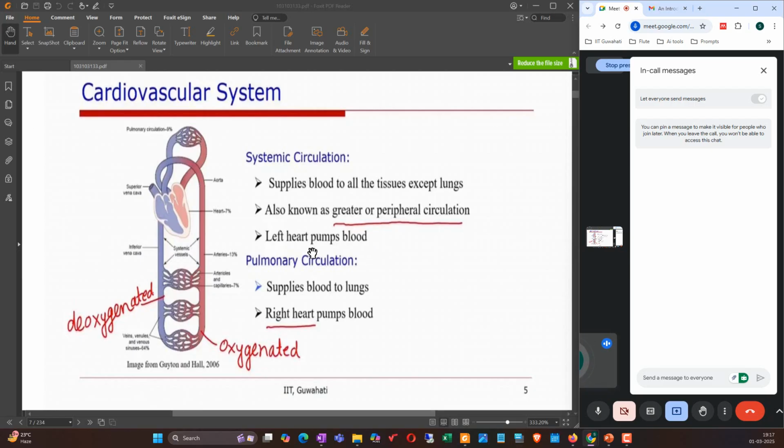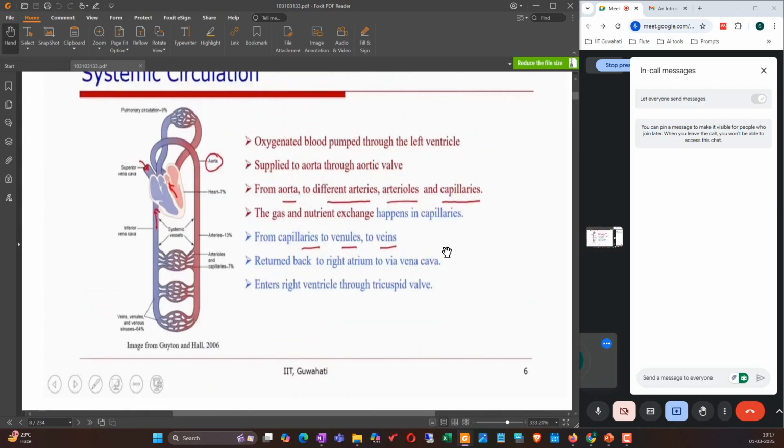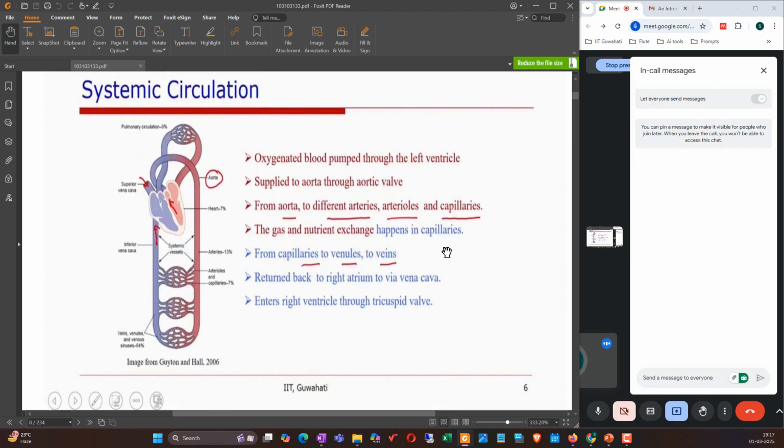If we go to the next slide, you see the systemic circulation. The systemic circulation supplies the rest of the body except the lung. The red one is the systemic circulation. Here oxygenated blood is pumped through the left ventricle.